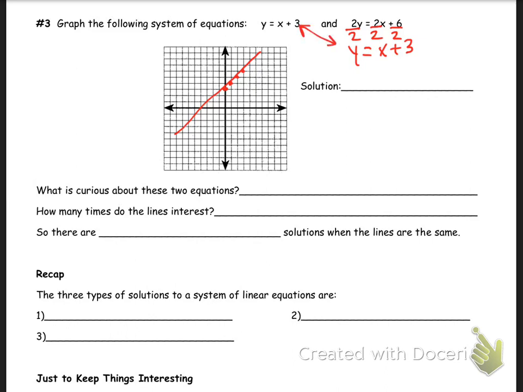Well, I could graph it in a different color, and it's simply going to overlap this line. So what that means is these are the exact same equations. So we have infinite solutions. Okay, every point on the line is a solution. So what's curious about these two equations? They are exactly the same.